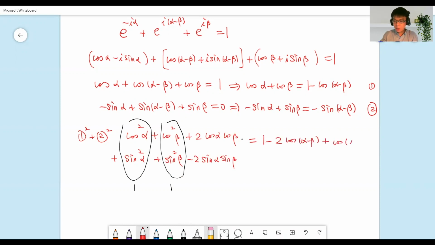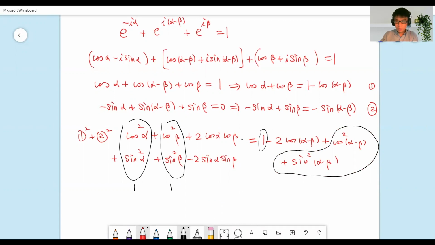On the right hand side, we also have 1 minus twice cosine alpha minus beta plus cosine squared alpha minus beta and sine squared alpha minus beta. So we have one pair. This pair is 1, and this is also 1. So we can cancel those ones, and also we can divide by 2.